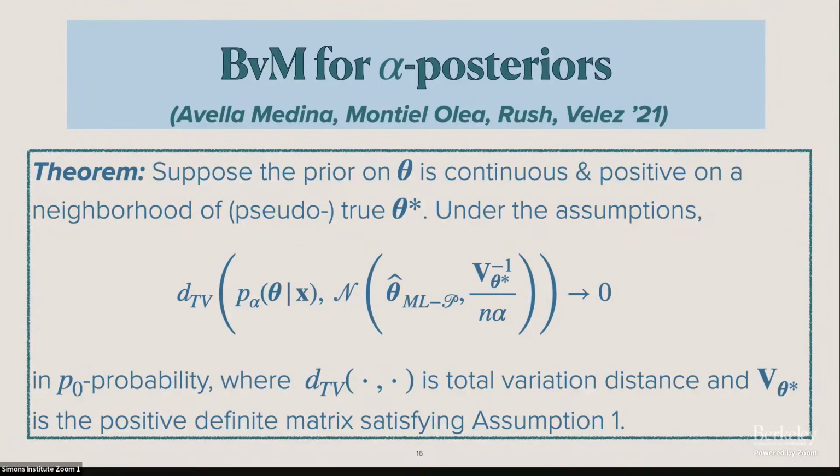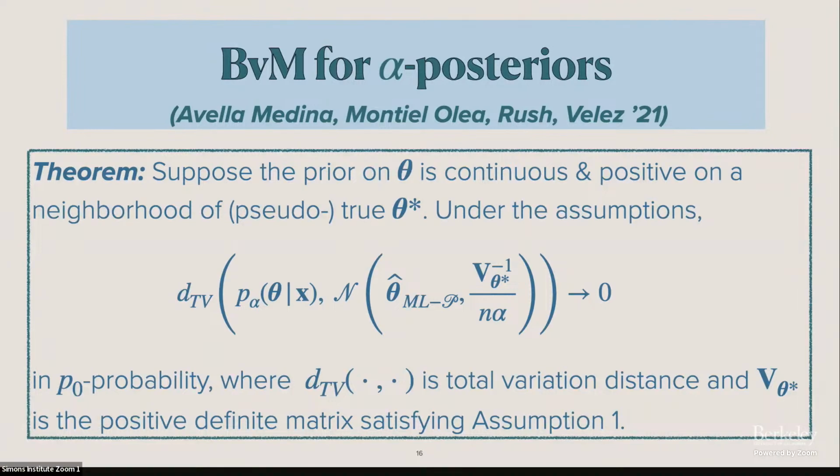Okay, so the first result is that, under those assumptions, we can show asymptotic normality in the sense that the total variation distance between our alpha posterior and a limiting Gaussian approaches 0. The interesting thing here is that the alpha doesn't change the mean. The mean of the limiting Gaussian is still the maximum likelihood estimator. But what it does change is it scales the variance, right?